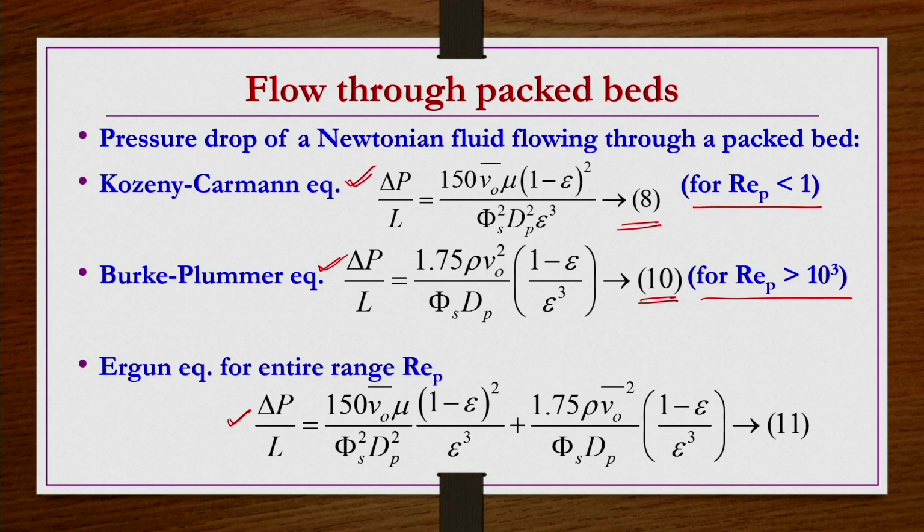We found that if we add together these two individual contributions, then the resulting pressure drop is suitable for the entire range of Reynolds number, from small Reynolds number to large Reynolds number. So, this is Ergun's equation, which is valid for all ranges of Reynolds number, encompassing small to large Reynolds number ranges.